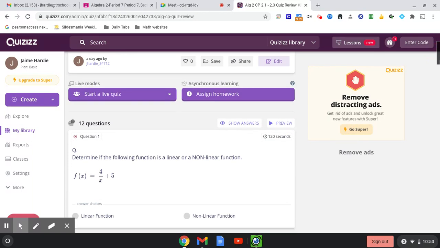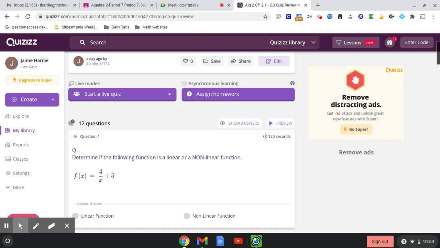Determine if the following function is linear or nonlinear. So no math, just testing your knowledge. Just remember, if you are a linear function, it means you can be written in y equals mx plus b form. There were 3 stipulations that said this is not a linear function.